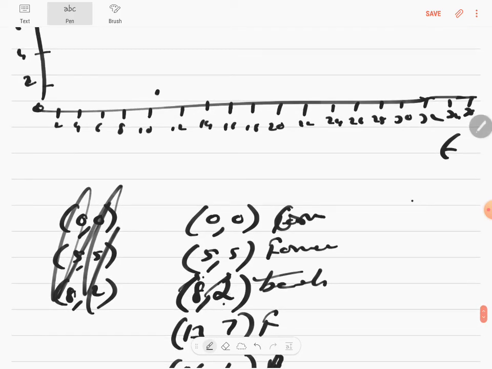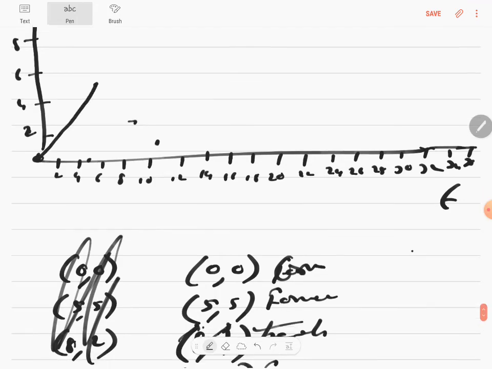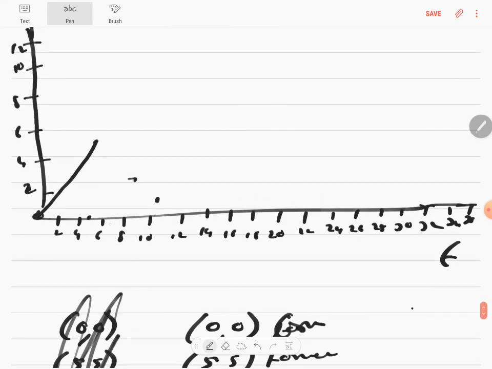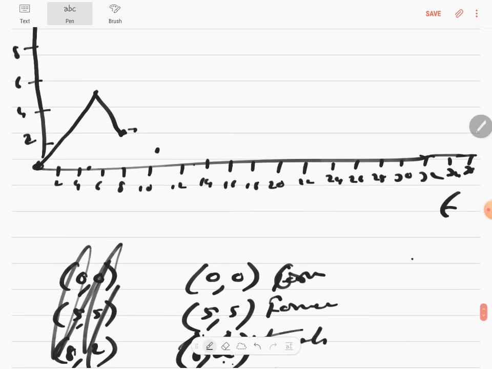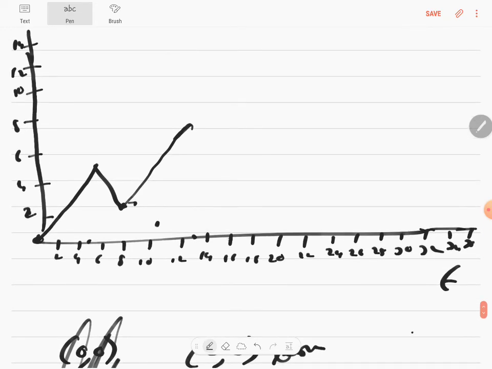0,0 is here. Come here, 5,5. Where will 5,5 be? Is 5 here? You should draw the graph like this. 5,5. Next 8,2. Where is 8? Here. Where is 2? Here. So the graph will be like this, 8,2. Next 13,7. Where is 13? Here. 7 here. 13,7. Yeah? Understood? Next, 16,4. 16 is here. 4 is here. So it's going to come down.